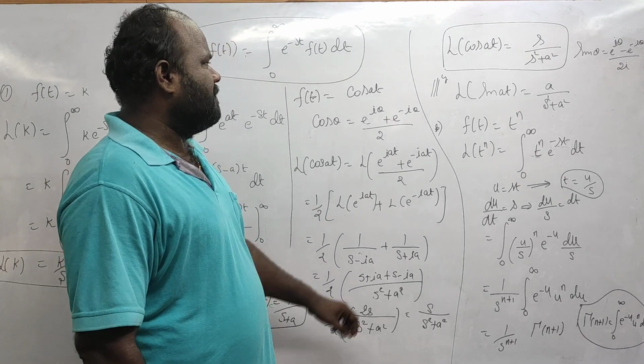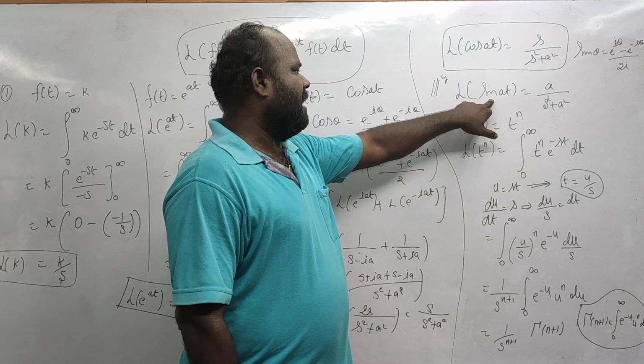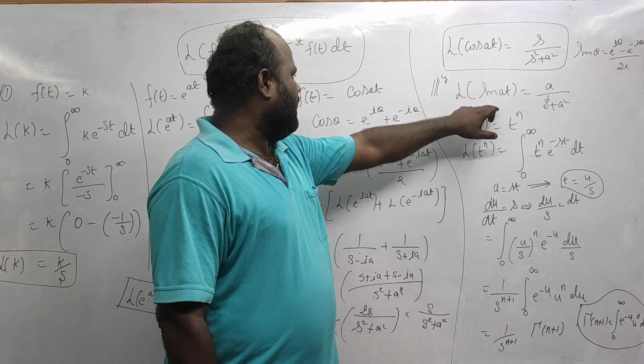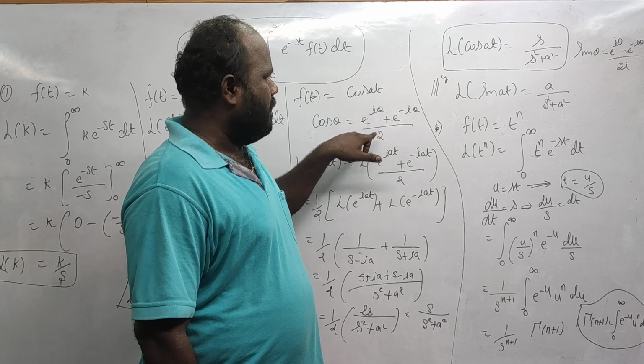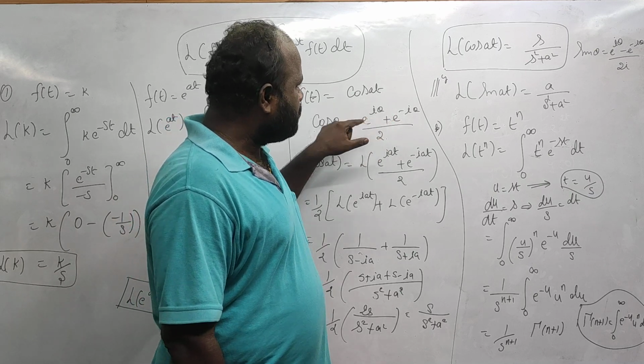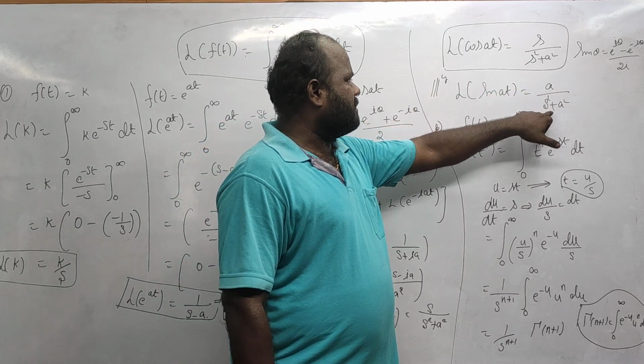Similarly, you can find the Laplace of sin at, but again you need the relation between the trigonometric sin at and the exponential. For sin theta, the formula is (e power i theta minus e power minus i theta) divided by 2i. So using this relation, you can find Laplace of sin at. We obtain a by s square plus a square.